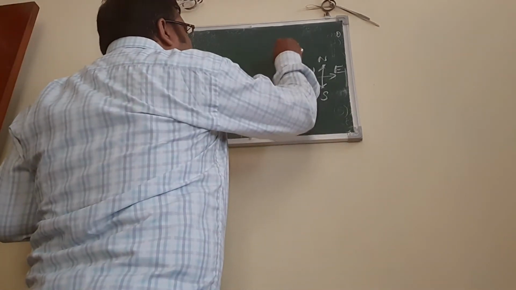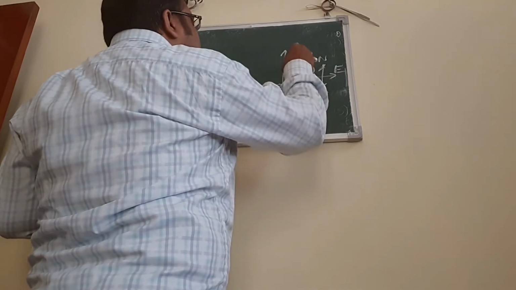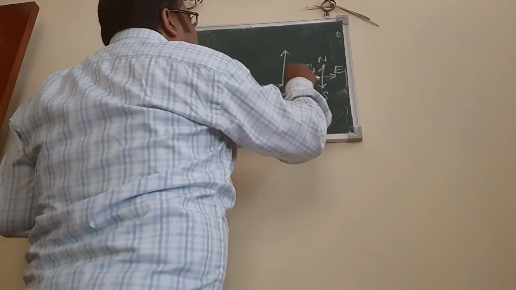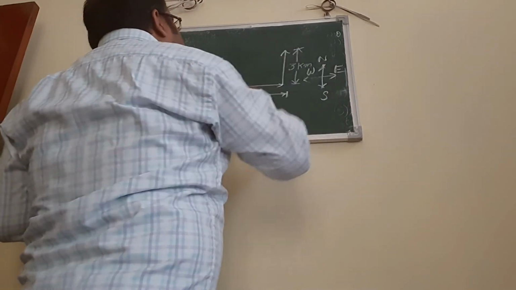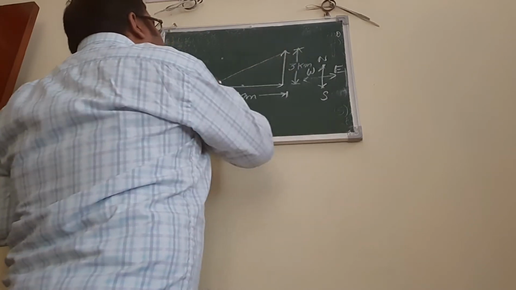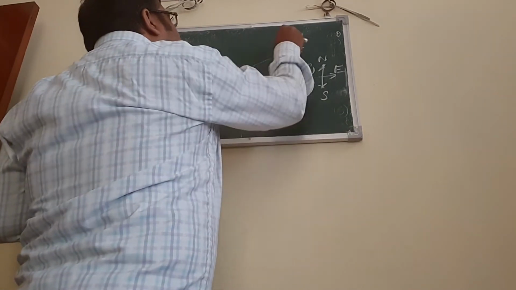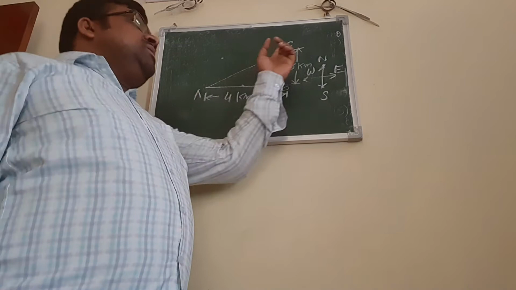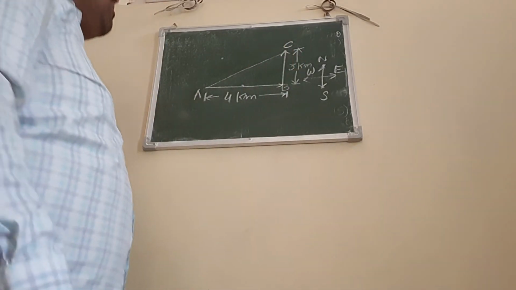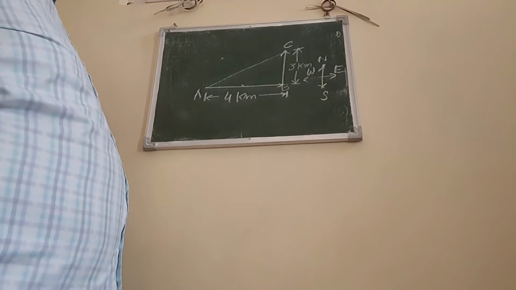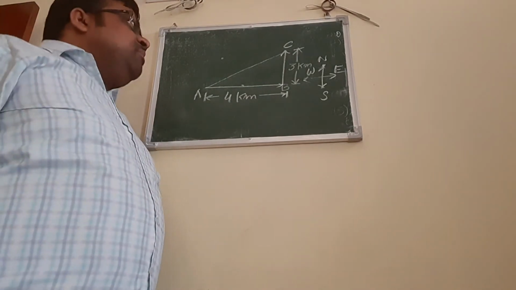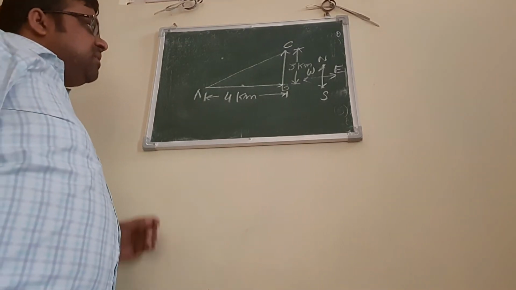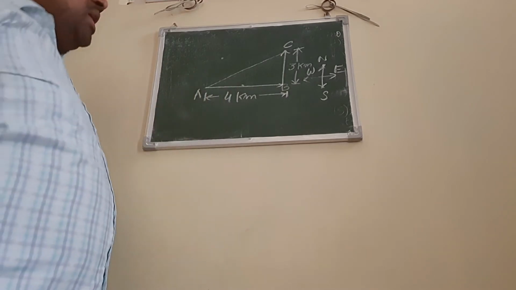Now the boy is moving towards the north and it has moved 3 kilometers. So now this is A, this is B and this is C. So from the initial position A to position C, we have to find the distance and the displacement moved by the boy.